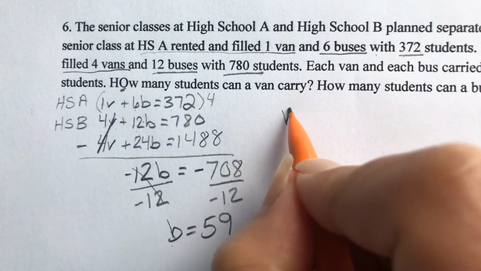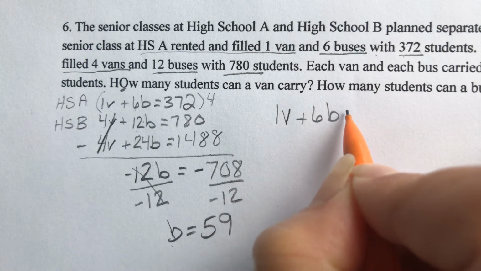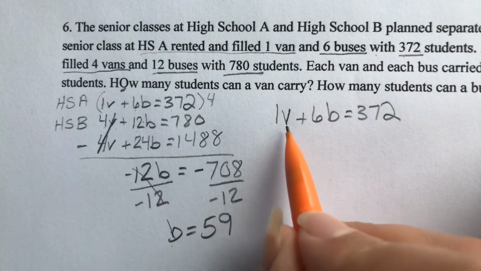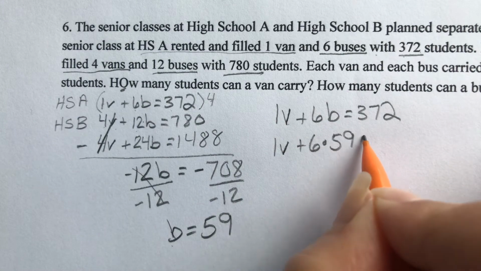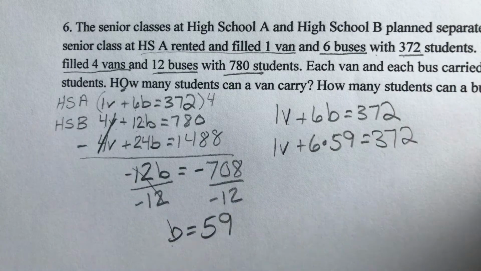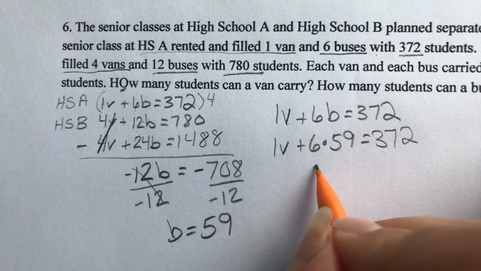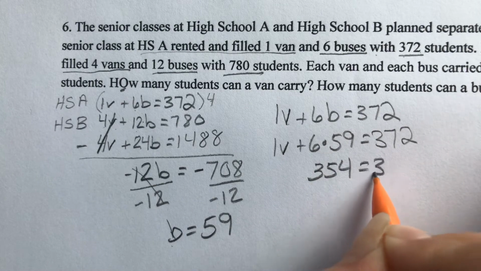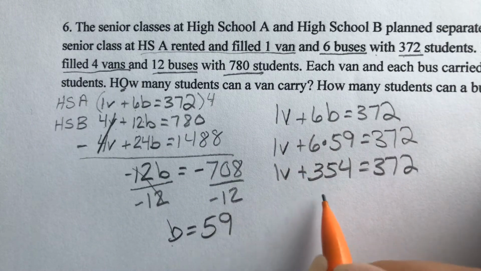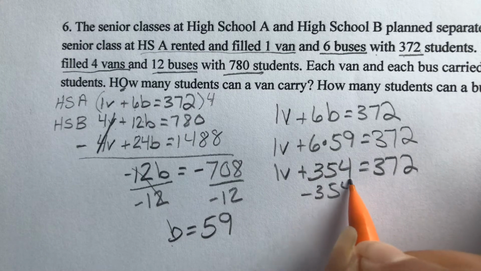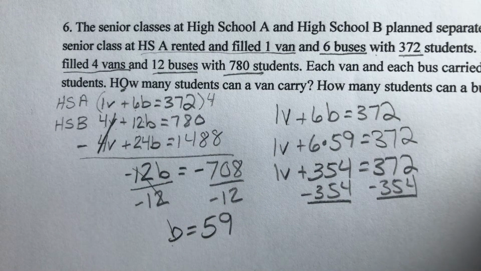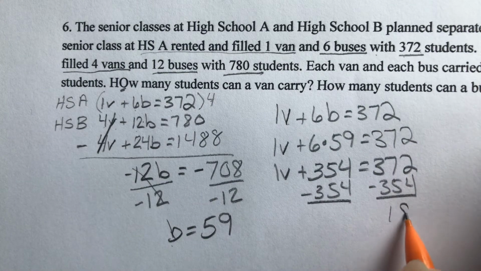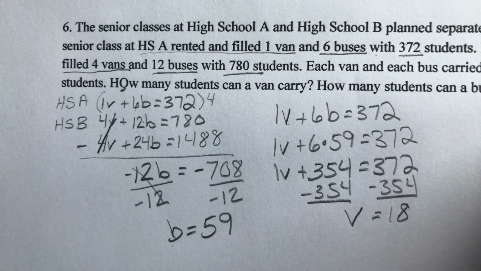We need to plug that back in, so 1v plus 6b equals 372. I've got to find how many in a van. So I'm plugging in 59. 6 times 59 is 354. Subtract 354 from 372. Go to my calculator so I don't make any small mistakes. 18, right? And that would make sense.